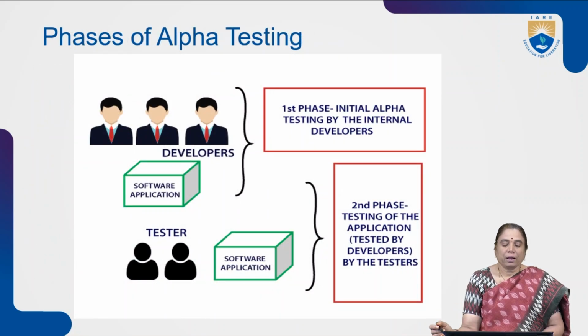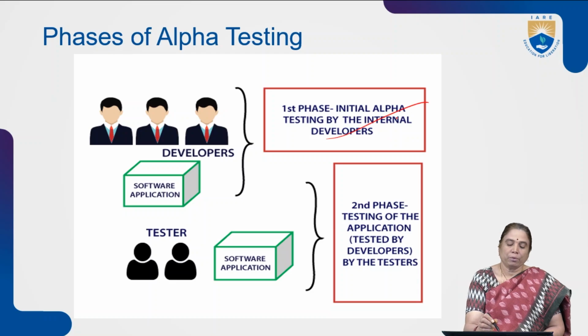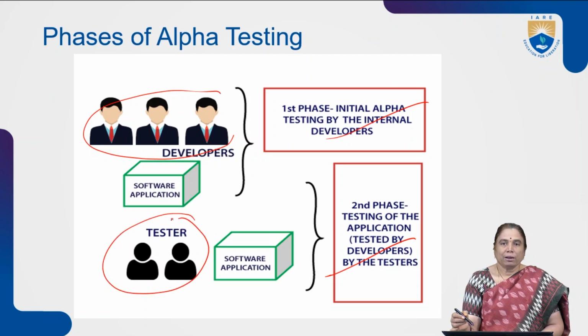The phases of alpha testing are two phases. The first phase is initial alpha testing by the internal developers. The development team conducts this alpha testing. Next, the second phase of alpha testing is testing of the application by the testers. So here the testing team is also involved in order to test the software.